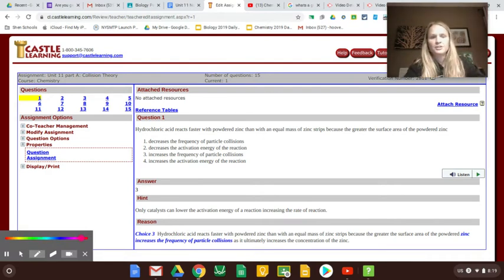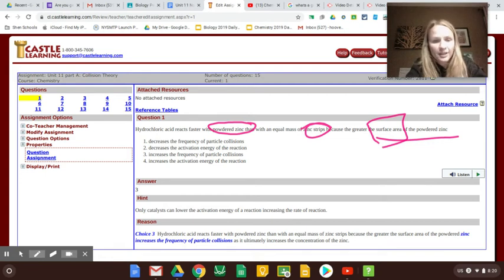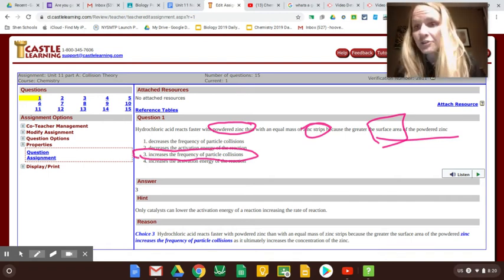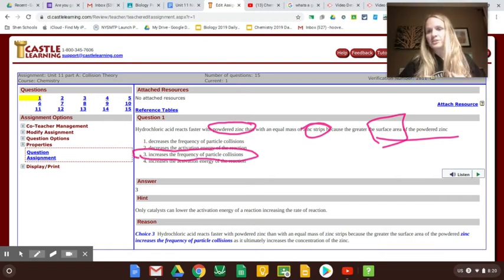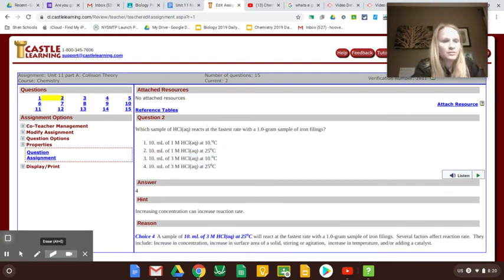So question 1 just says, why is the reaction faster with powder zinc than zinc strips? Because of the surface area of powder zinc. We know that more surface area with a powder is going to have a better reaction, and the reason is that the more pieces it's broken into, the more collisions you can have. So remember, it's all about having more collisions, more effective collisions, harder collisions. Okay. On to the next one. So it's always going to be a surface area question.